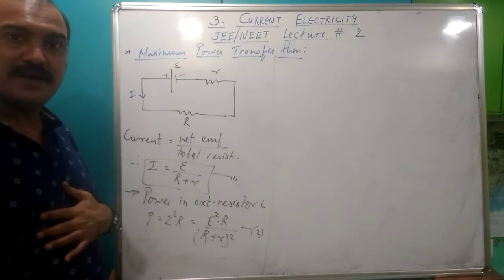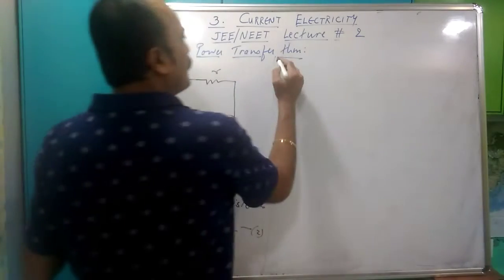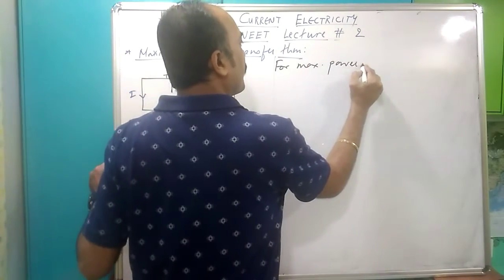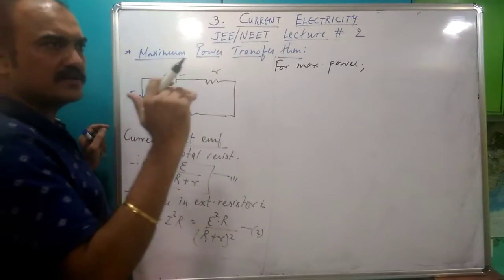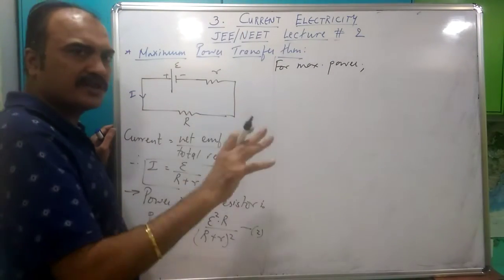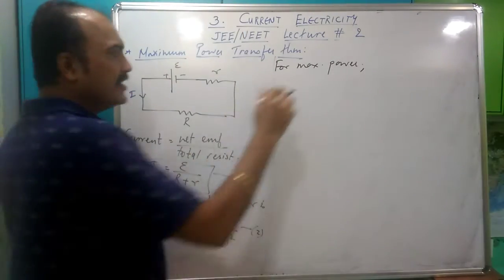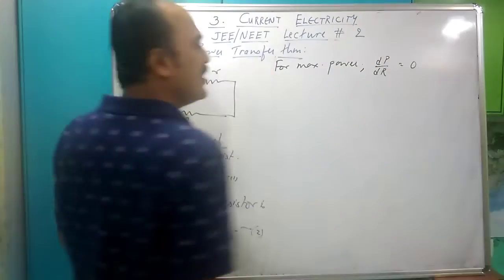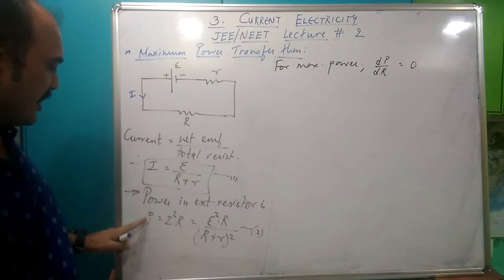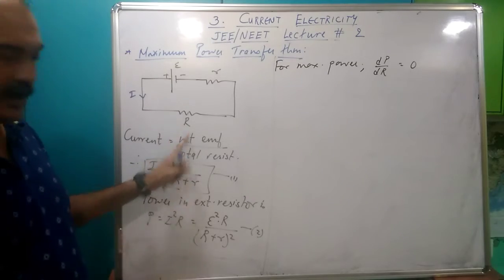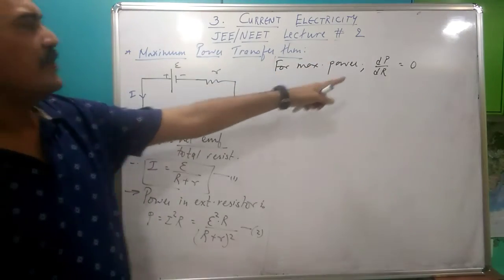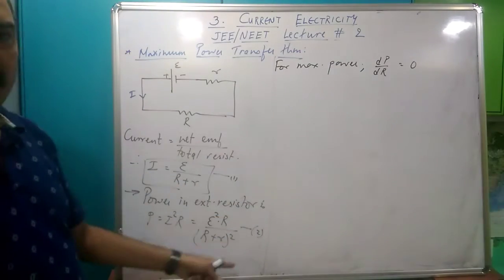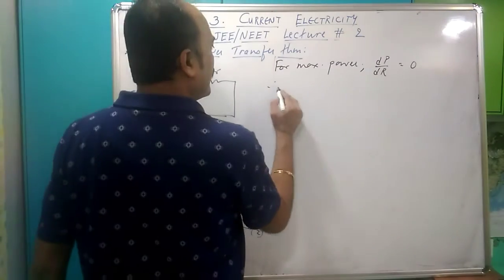So how do you dissipate maximum power? So for max power, do you agree max means it cannot go above that? So in short, it has to be constant. Then dP by dR would have to be equated to 0. So differentiate power with respect to big R and equate it to 0, because d by dR of constant would be 0. I will put this here, and if you want I can differentiate it.